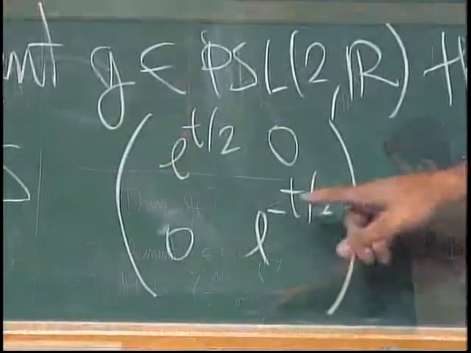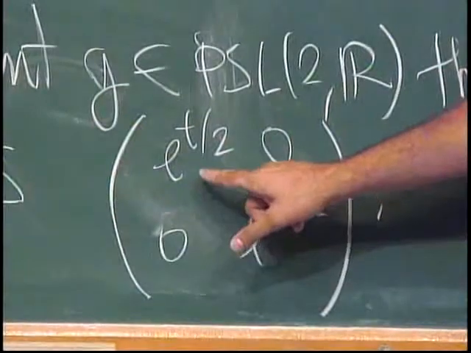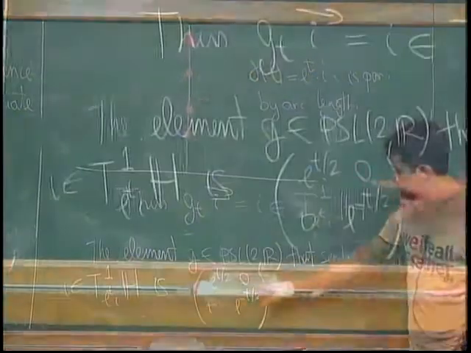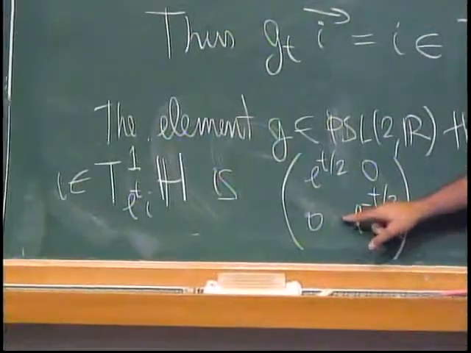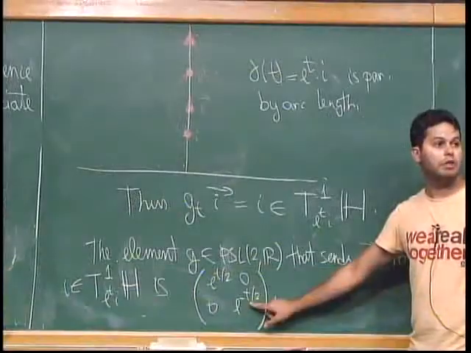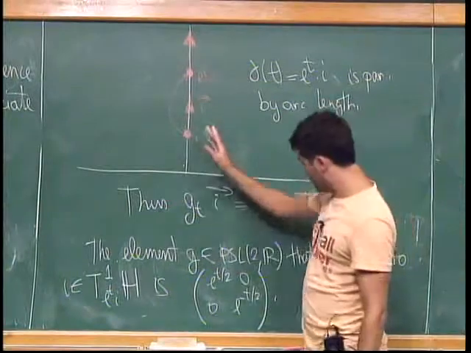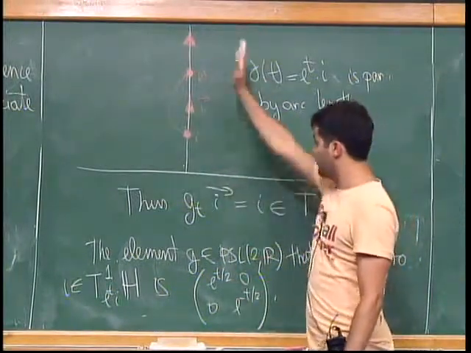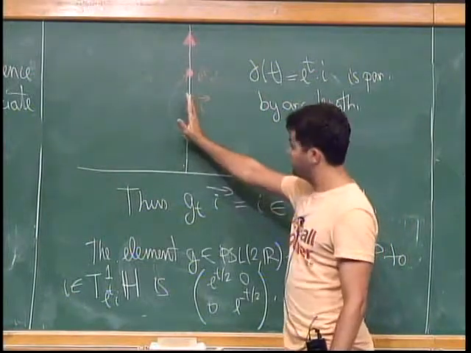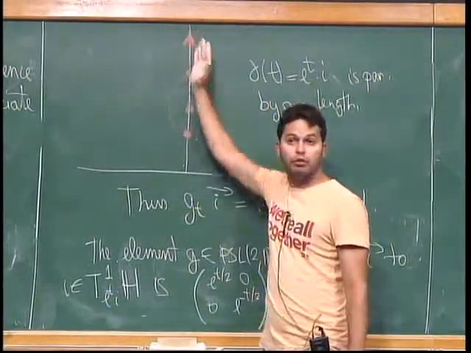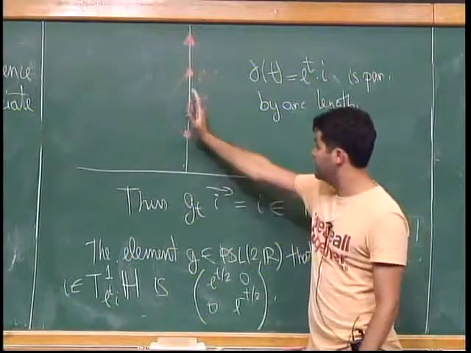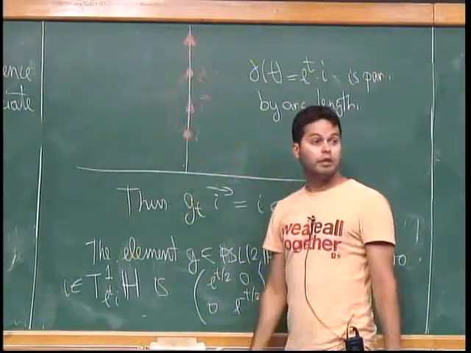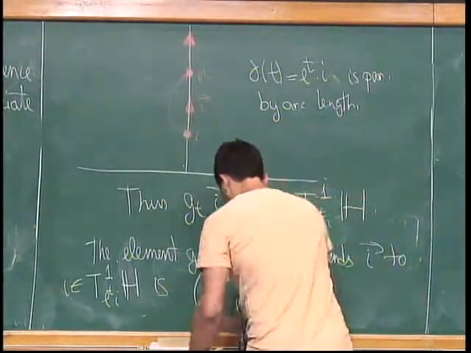Well, the base point actually goes to ETI, because it gives me ET over 2 I plus 0 divided by 0 times I plus E minus T over 2, which gives me ETI. And because it acts hyperbolically, it preserves the y-axis, so it should send the vertical one to the vertical one. And you know that it is an isometry, so it should send the unit vertical vector to the unit vertical vector. Okay?